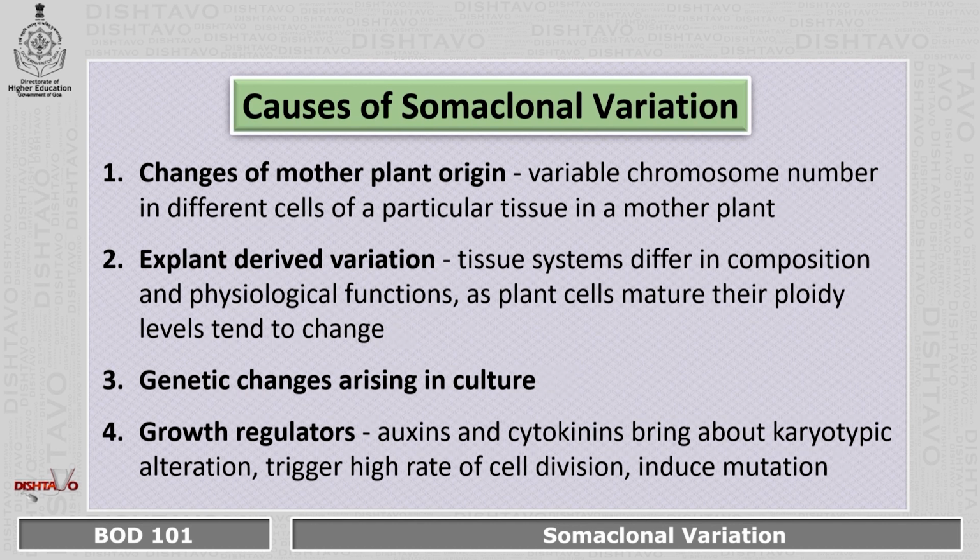Explant-derived variation. Tissue systems differ in composition and physiological functions. As plant cells mature, their ploidy levels tend to change, thereby resulting in variation. Genetic changes arising in culture can cause somaclonal variation. Growth regulators such as auxins and cytokinins bring about karyotypic alteration. They trigger a high rate of cell division and induce mutation.